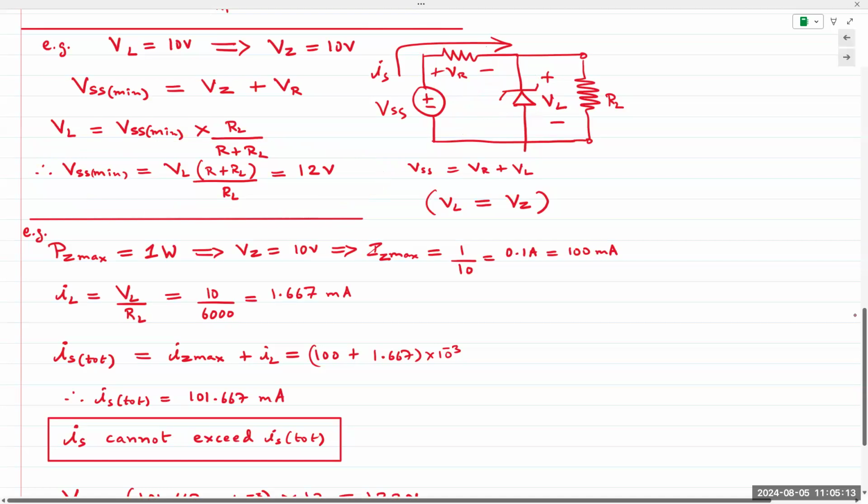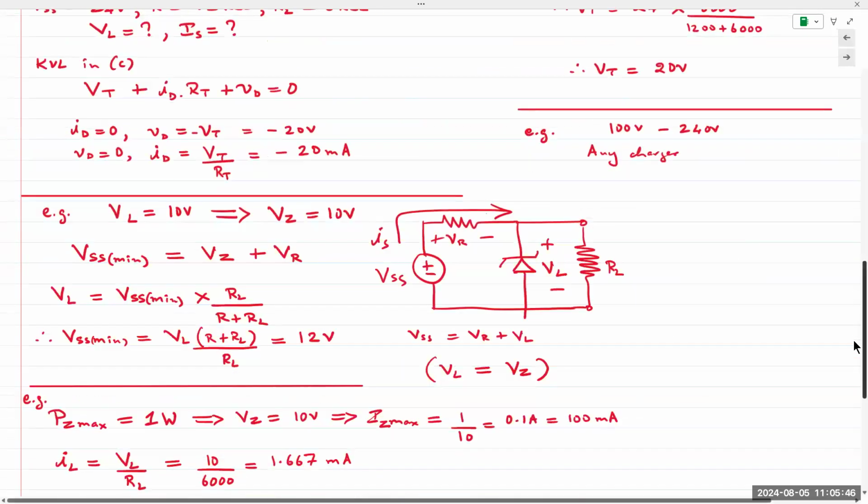Max voltage across the load resistor. Yes, that's what we're trying to solve for. So first we established from our Zener diode power rating what is the maximum current that can come from the source. The Zener diode power rating was 1 watt. Then from there we determined what the current for the load is. The current for the load came out to be 100 milliamps. Then we added it right here.